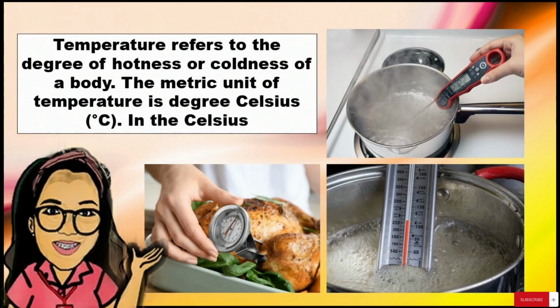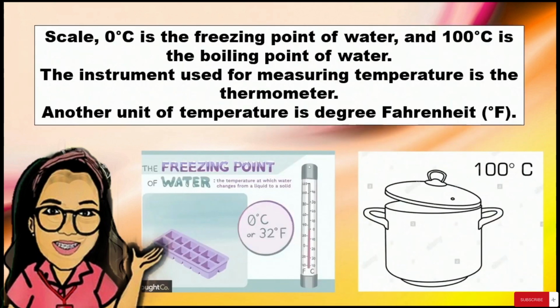Temperature refers to the degree of hotness or coldness of a body. The metric unit of temperature is degrees Celsius. 0 Celsius is the freezing point of water, while 100 Celsius is the boiling point of water. The instrument used to measure temperature is called thermometer. Another unit of temperature is degree Fahrenheit.